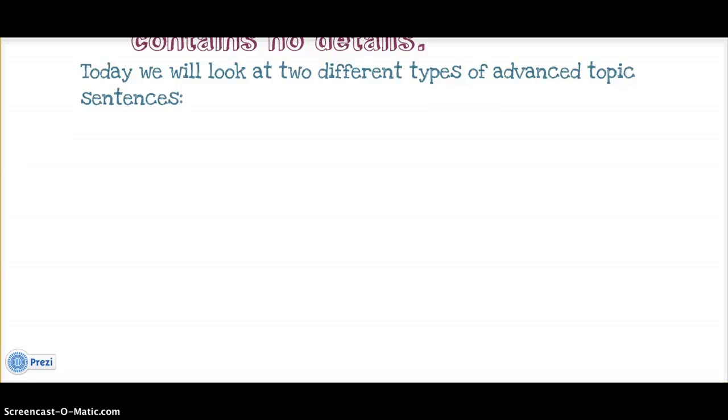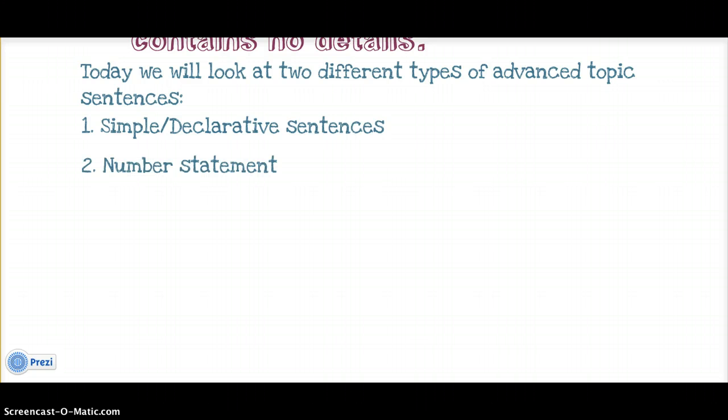The advanced topic sentences, these are the ones that get you on that B level. Okay, doing pretty well, got a little bit of sophistication. So the first one is a simple or declarative sentence, and the second one is a number statement. And we'll be looking at examples of those.